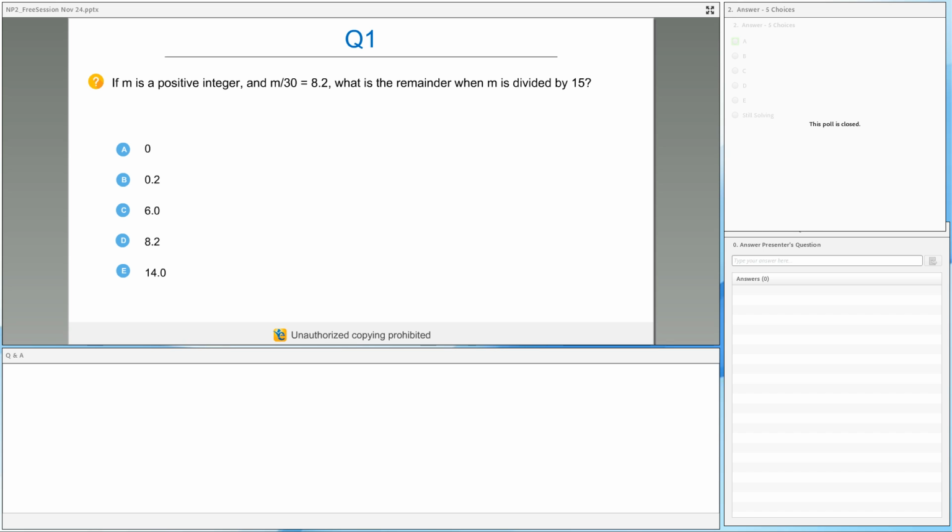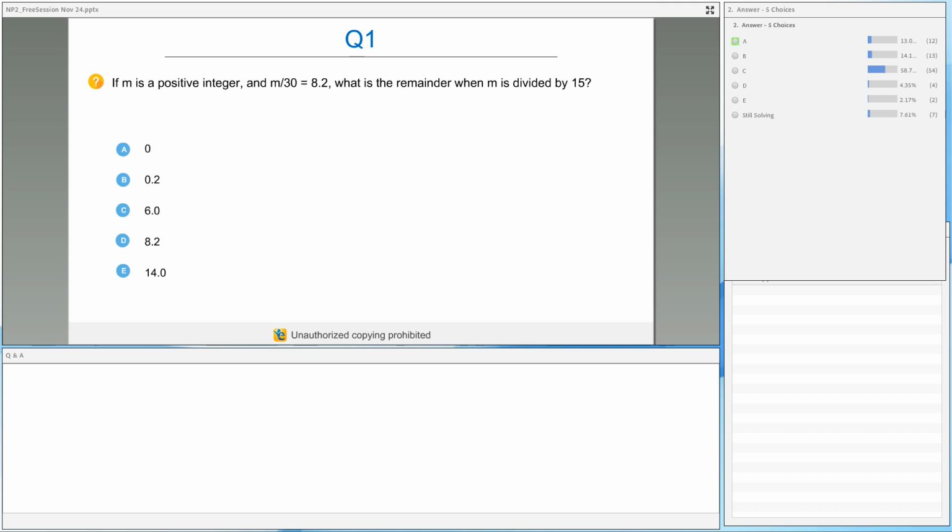Okay, so far I have a mixed response. About 58.7% of you think the answer should be C. Around 14% of you think the answer should be B, and some of you think the answer should be A. Well, this is a very good question, and my answer in this case is again C.